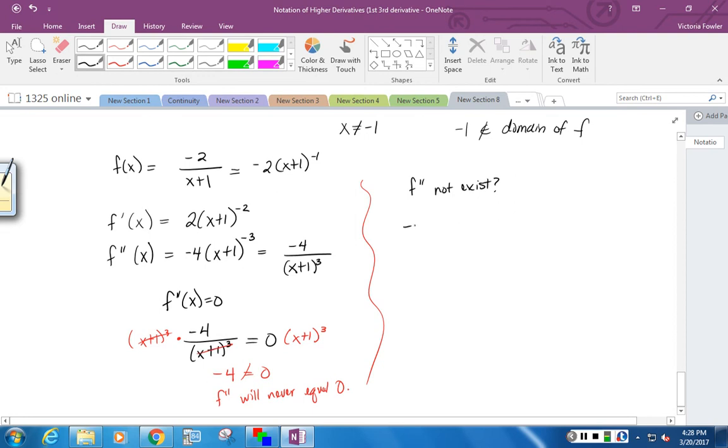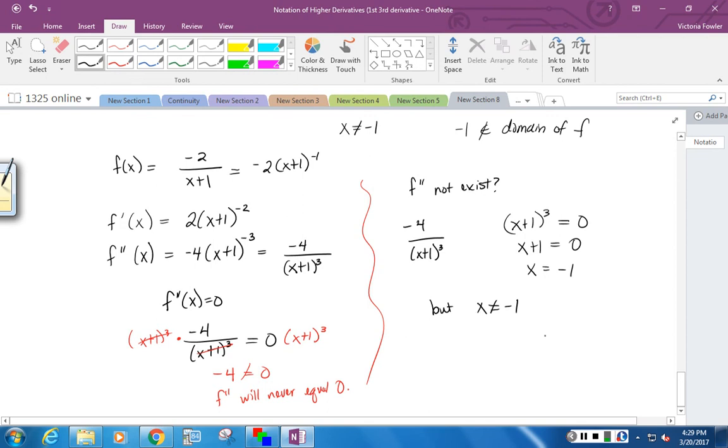Well, f double prime is negative 4 all over the quantity x plus 1 cubed. Where would it not exist? Well, let's think about it. It would not exist if the denominator evaluates to 0. Well, when does that happen? That means x plus 1 cubed would equal 0. So that's saying that x plus 1 equals 0, which means that x would have to be negative 1. So it seems like if x is negative 1, my second derivative doesn't exist. But we actually said that negative 1 is not in our domain.